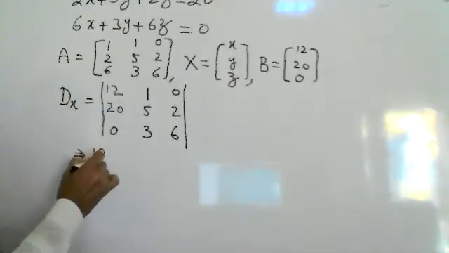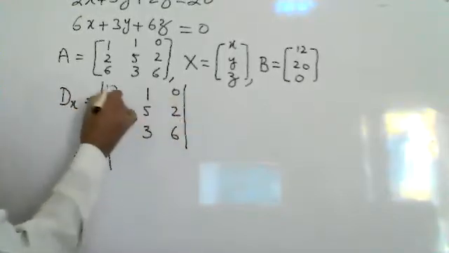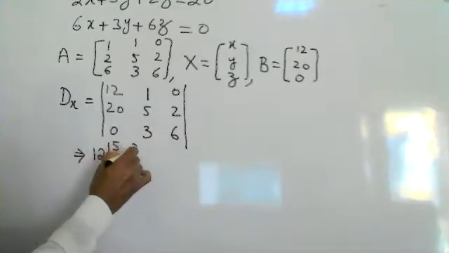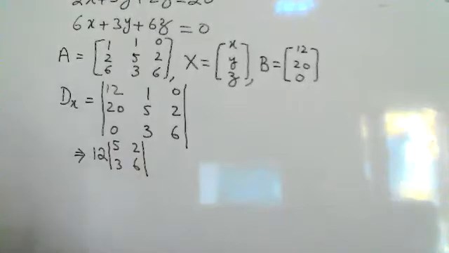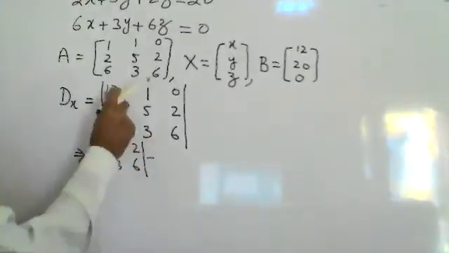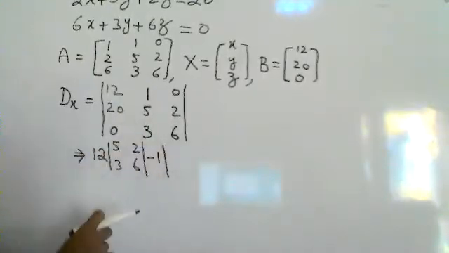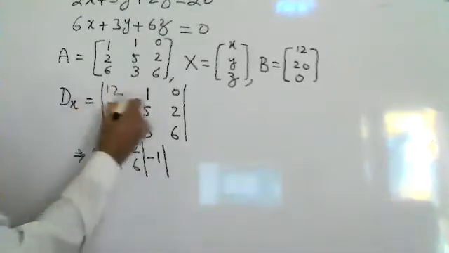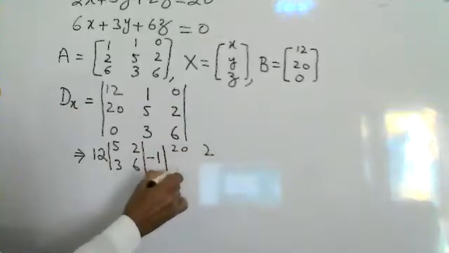First of all, we'll write 12. Then we will leave this row and this column. The remaining elements 5, 2, 3, 6 will make a determinant of 2 by 2. Then the second element, minus 1 into, again we leave this column and this row, the remaining elements 2, 2, 0, 6.